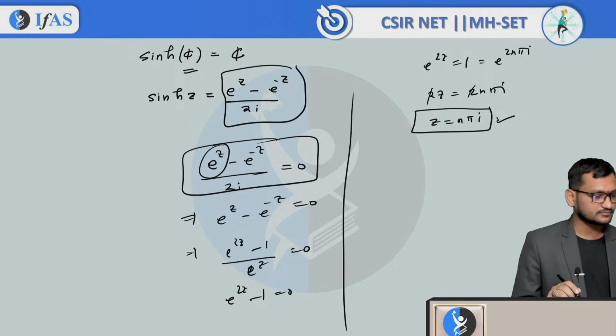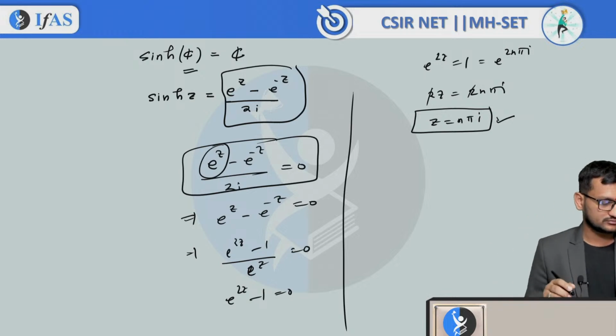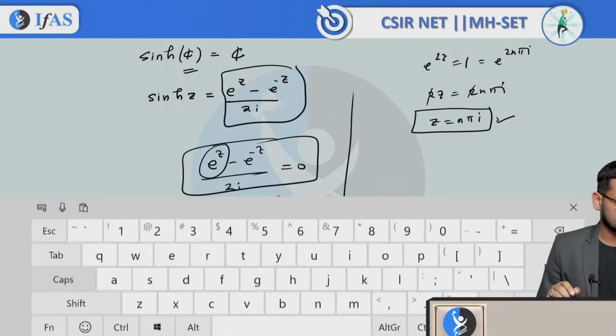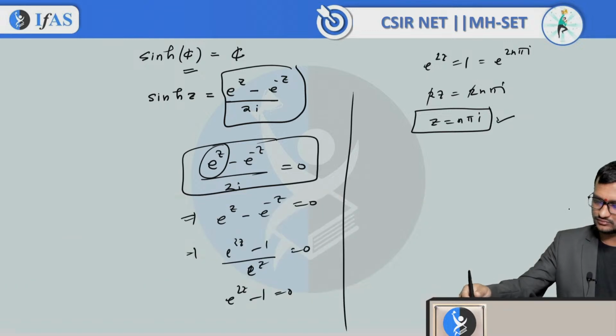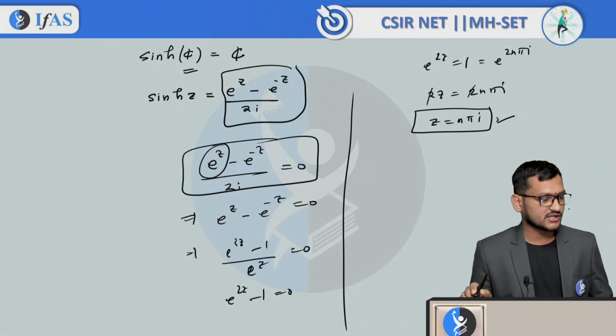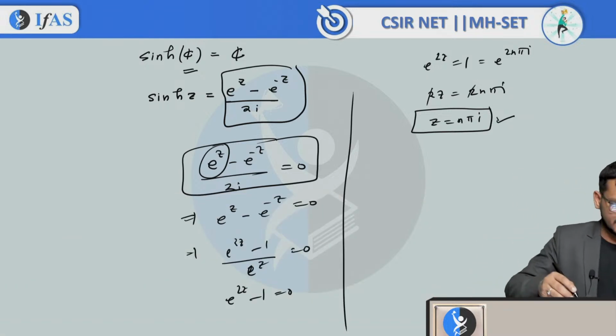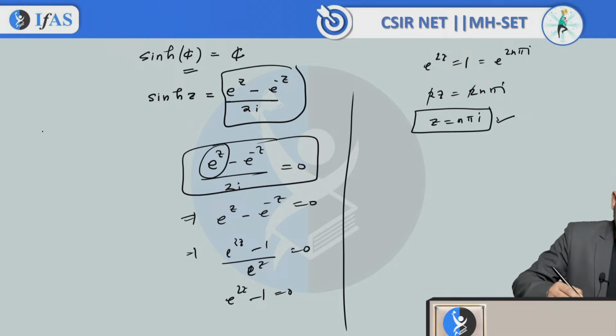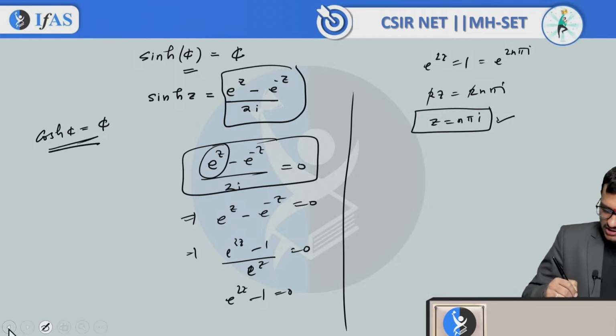This is very important to see. Everybody understood. Similarly, we can have cosh z, and you will see the range for this is again C.